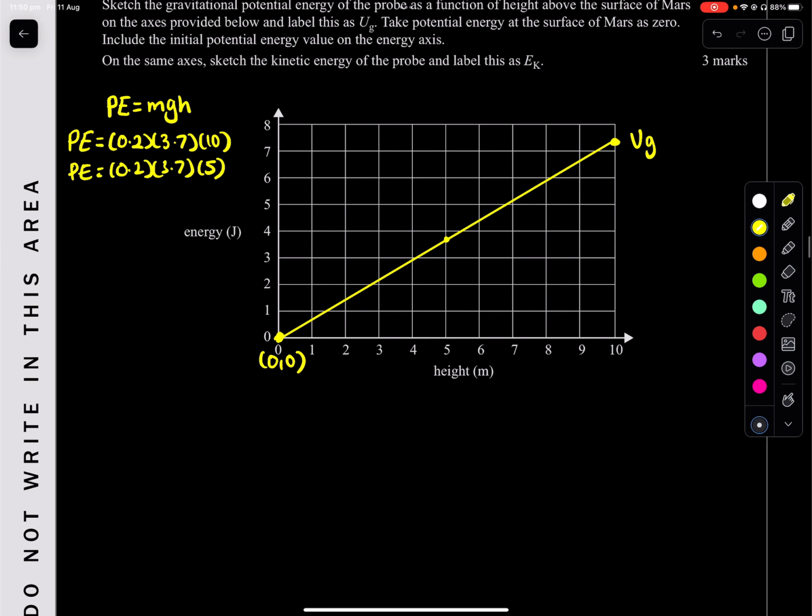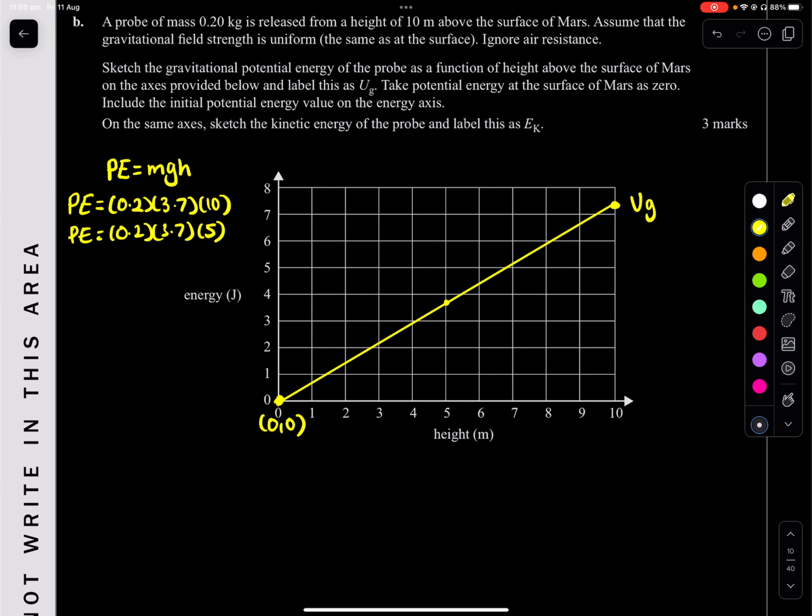What do we know about the kinetic energy? Imagine that this probe, if I draw the planet, is on top over here, and this is 10 meters. This is where it's max. What's happening? Well, if you think about it, it starts at, imagine it starts at 0 height. What's happening to that energy? If the potential energy is all gone, well, it's all going to be converted to kinetic energy.